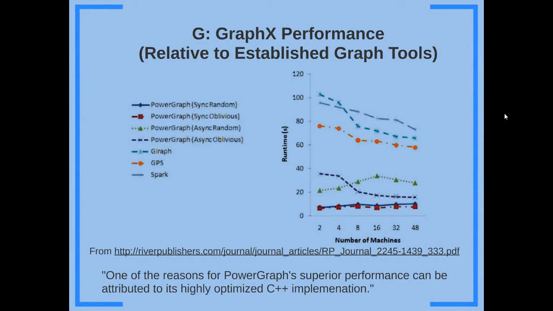Another issue is performance relative to other established graph tools. These other established graph tools are usually written in C++, and that's where they get their performance boost. So this chart that I've pulled out of this paper is pretty typical of the charts in this paper, where Spark is running at or near the tail end in terms of performance.